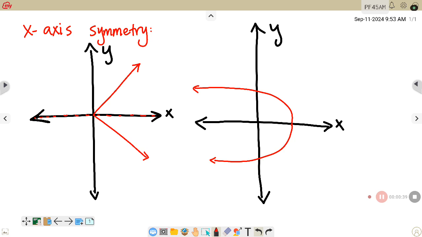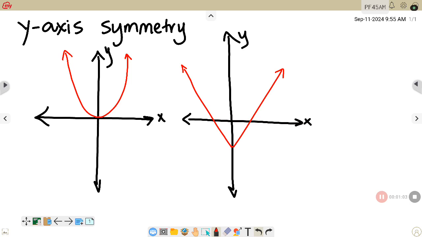So if you're looking at the x-axis and think about folding your graph on that x-axis, the top of the graph will lie on the bottom. So that's what x-axis symmetry will look like.